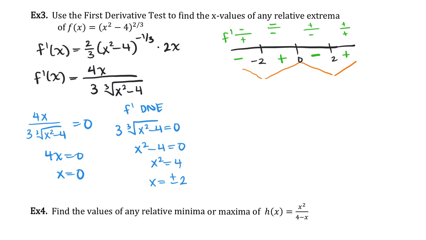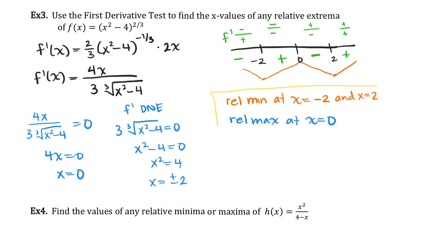So there's a relative minimum at x equals -2 and at x equals 2, and it's because f prime changes from negative to positive. There's a relative maximum at x equals 0, and the reason would be because f prime changes from positive to negative.